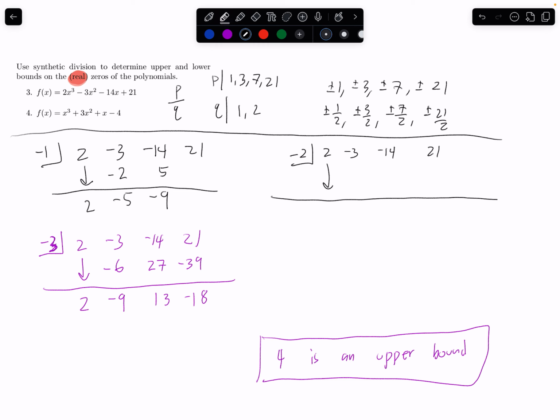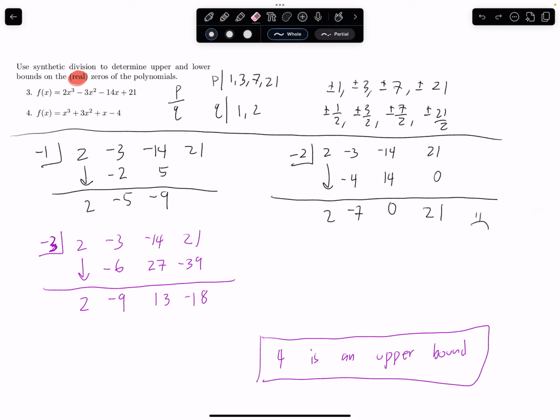Okay, so 2 goes down. 2 times negative 2 is negative 4. Negative 7 times 2 is going to be positive 14, which is 0. Which is 21. Okay, so I got positive, negative, and then non-negative and positive. So that one didn't quite work. So it looks like negative 3 is my best lower bound that's an integer.